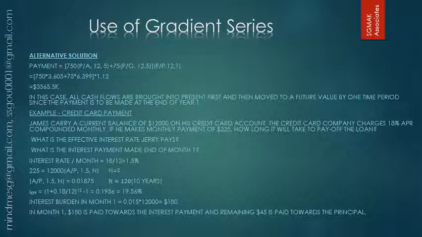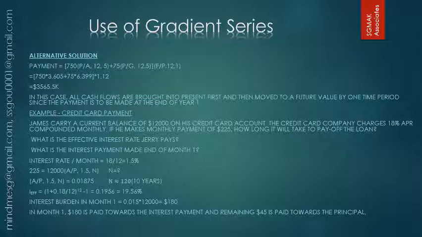James carries a current balance of $12,000 on his credit card. The credit card company charges 18% APR, so 18% annual percentage rate, and if you pay monthly, it's 1.5% per month, compounded monthly. If he makes a monthly payment of $225, how long will it take to pay off the loan?